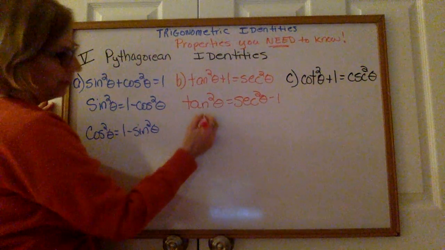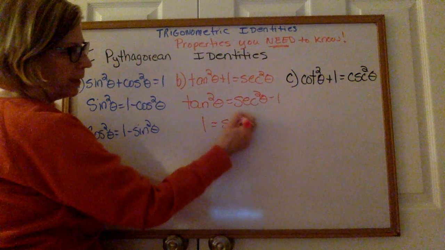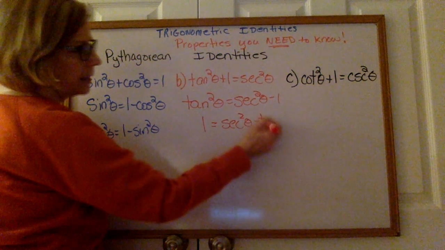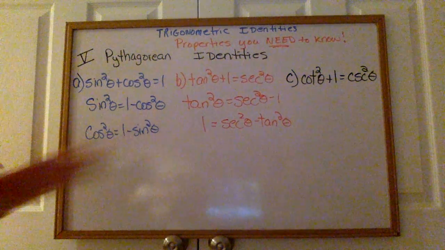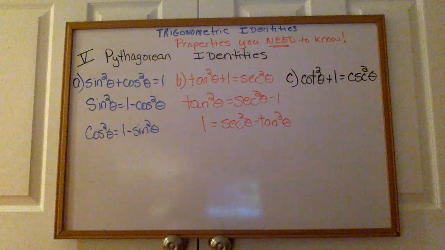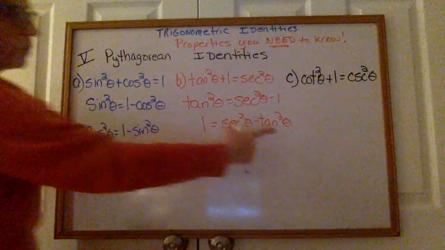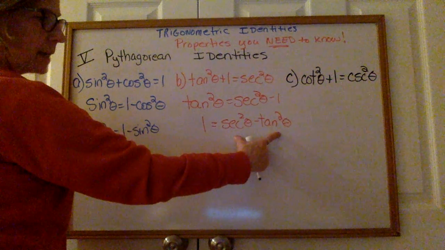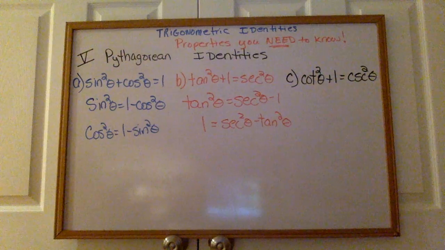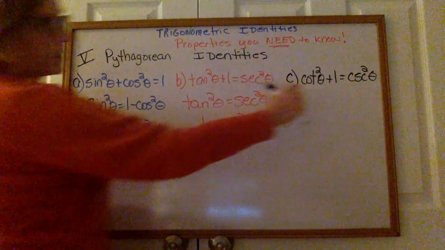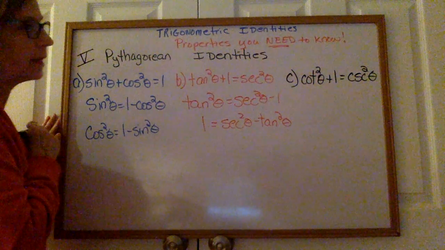Or I could solve it for 1 and find out that 1 is equal to the secant squared theta minus the tangent squared theta. Again, there's three more Pythagorean identities that you need to be familiar enough with that when you see them, you know that if you see secant squared theta minus tangent squared theta, you can replace it with 1.